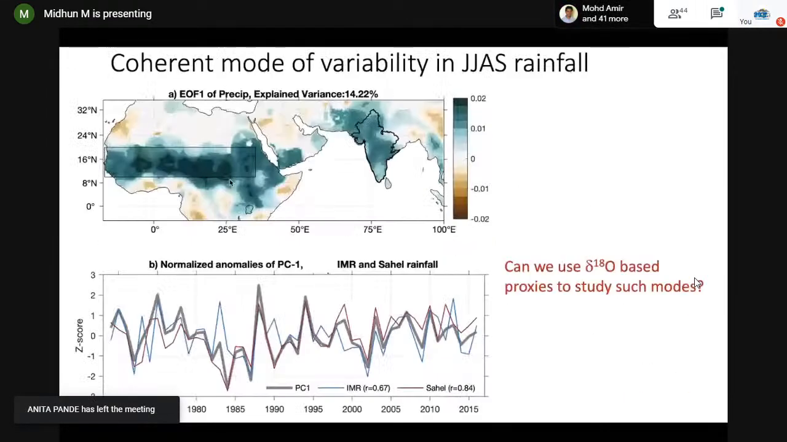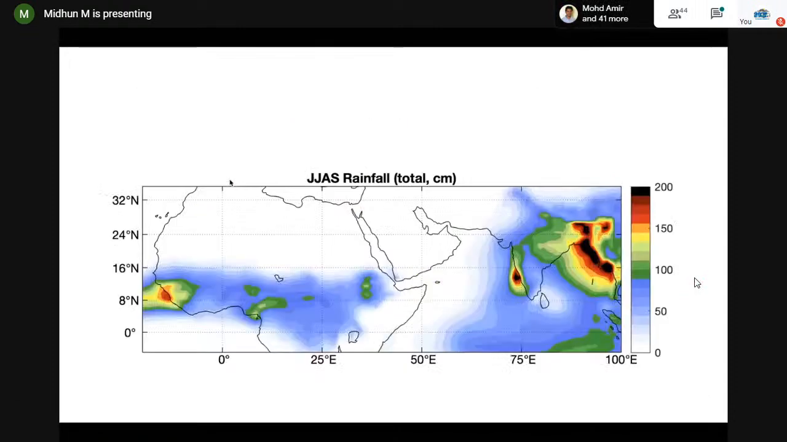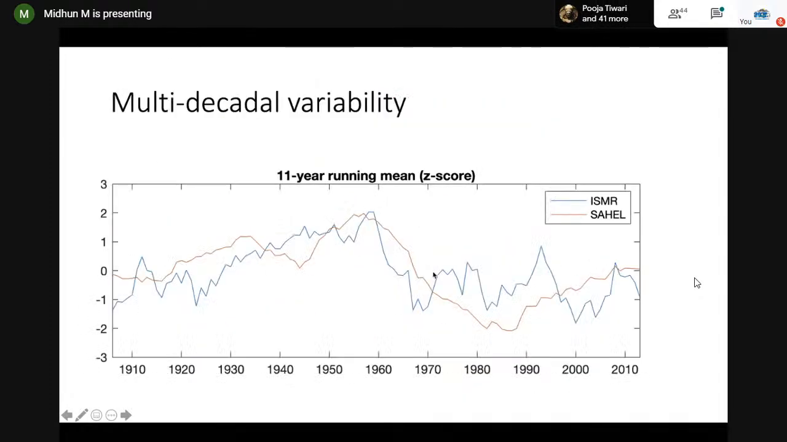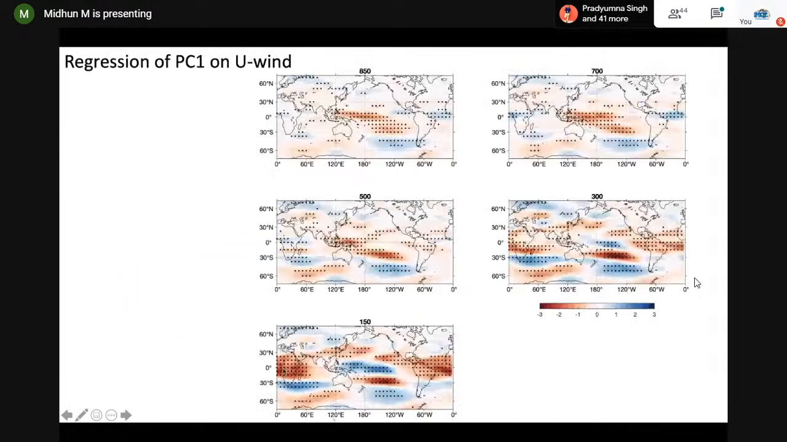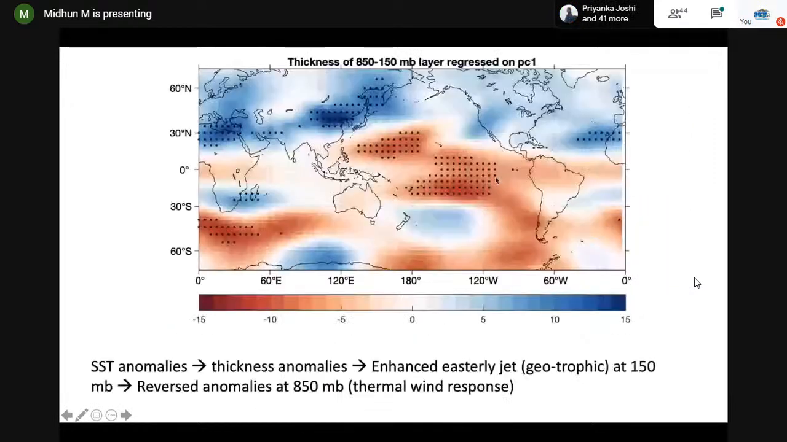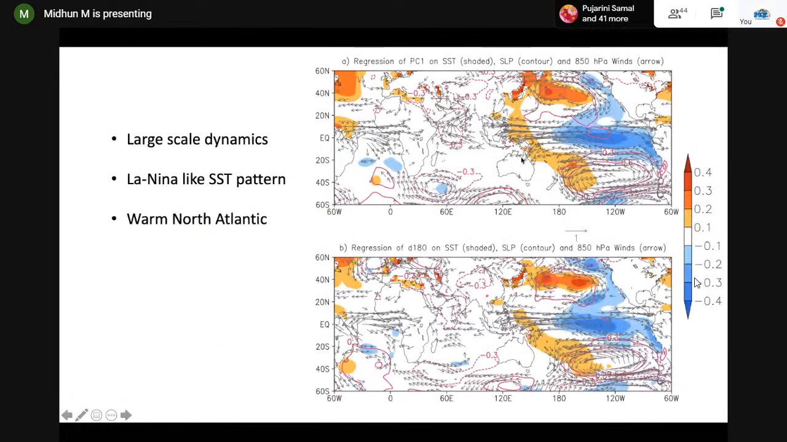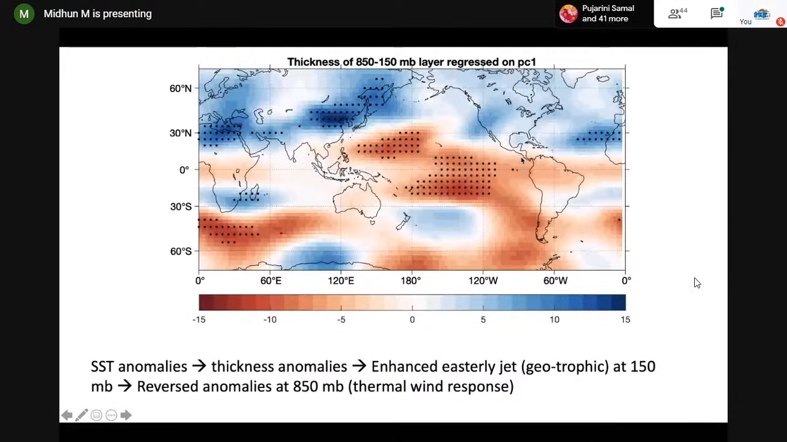If you go to this slide, this is where the tropical easterly jet stream originates. When you have more high pressure anomalies over this region, this circulation will get strengthened. That's what we see in this diagram. This tropical easterly jet stream is strengthening because of these height anomalies, and these height anomalies are coming from the SST anomalies, which I showed in this diagram. So that's the whole dynamics here.